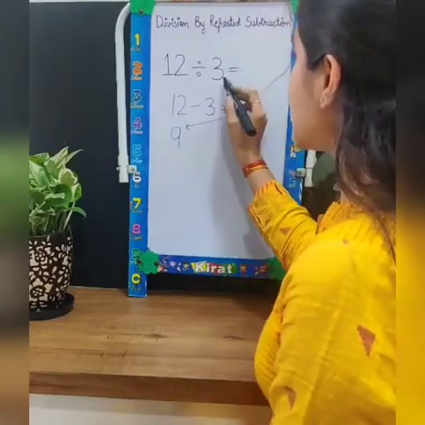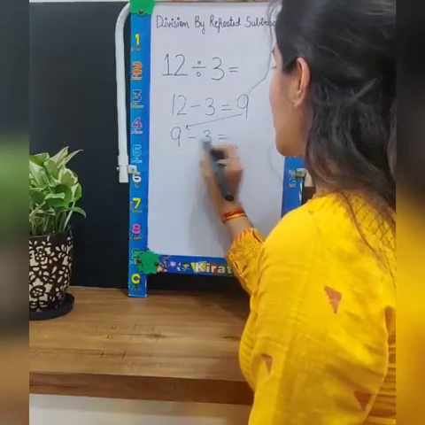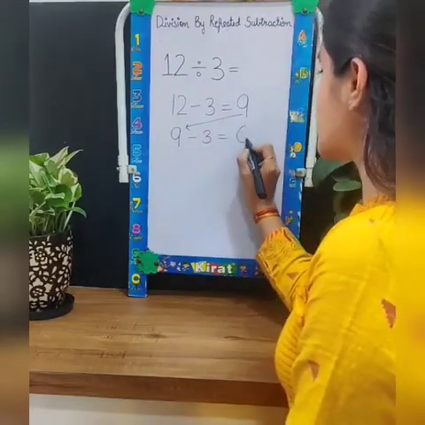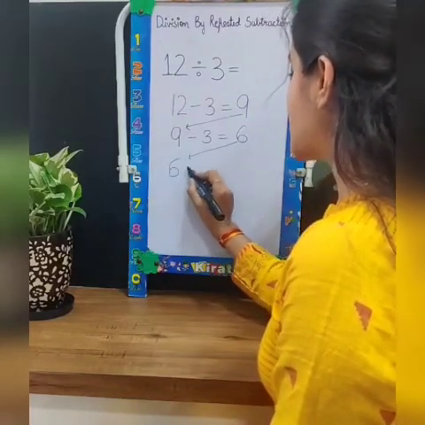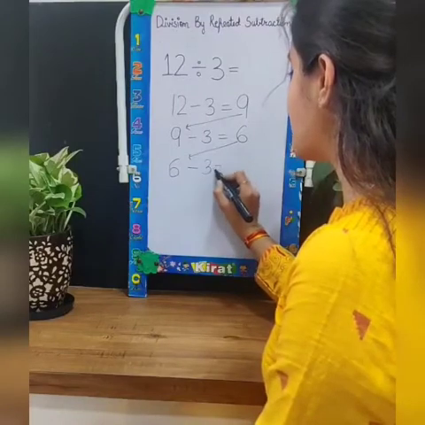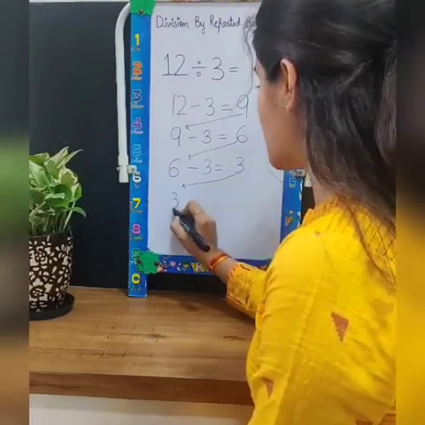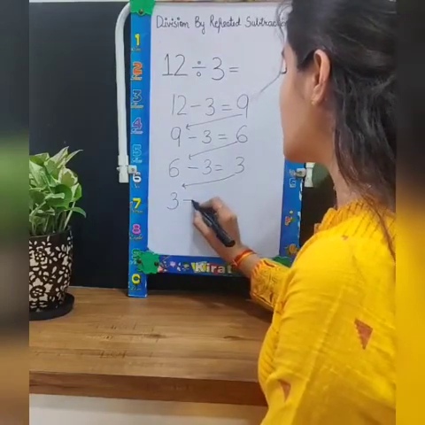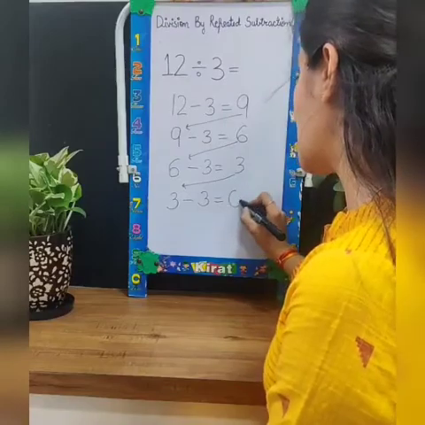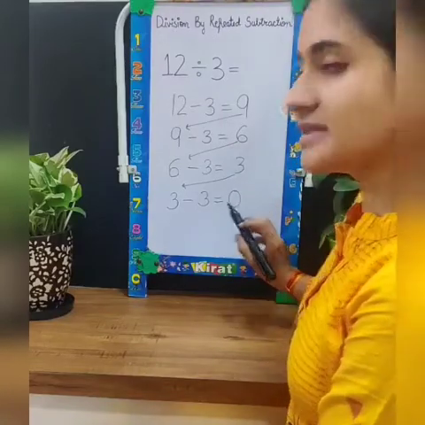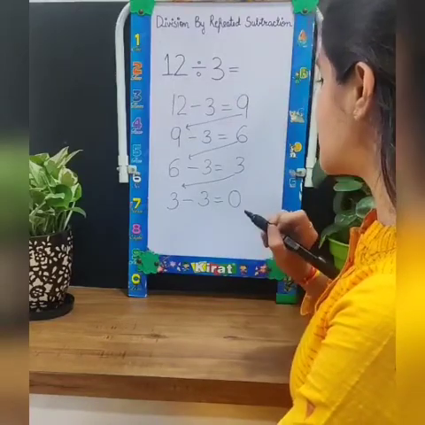Now again we will subtract the divisor from 9. So 9 minus 3 is 6. Now we will bring this down. 6. 6 minus 3 is 3. Now we will bring this again down. 3. Again we will subtract the divisor. So we got our answer as 0. We subtract the divisor till we get the answer as 0.